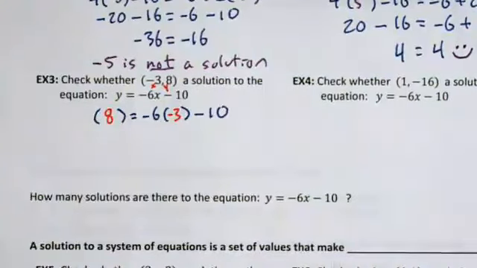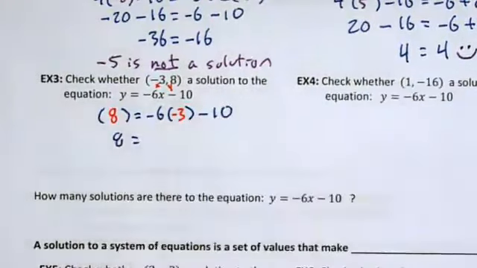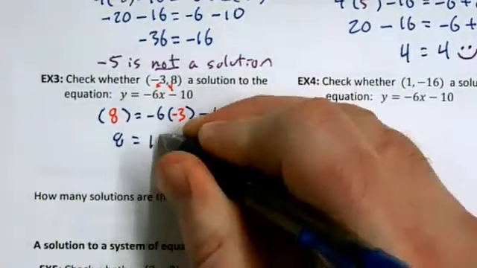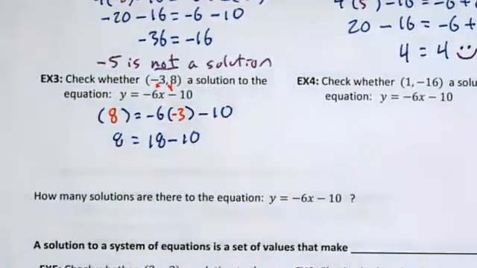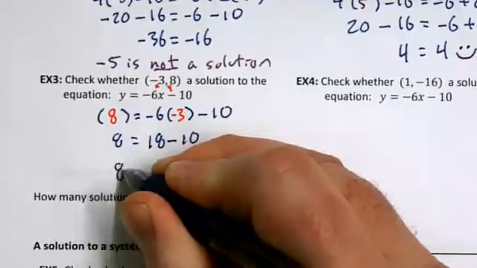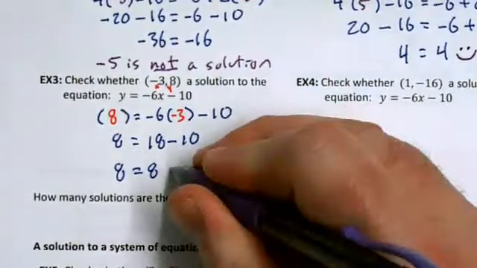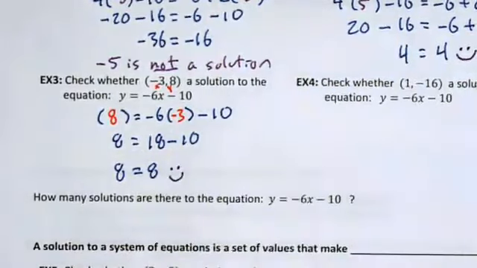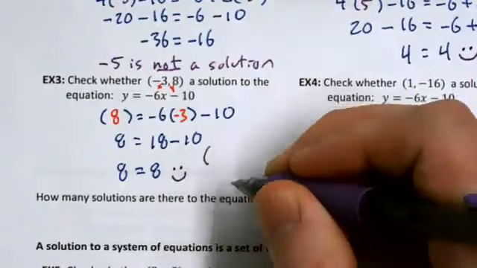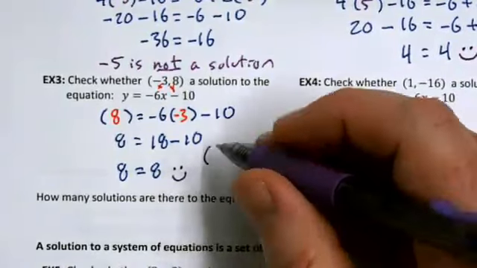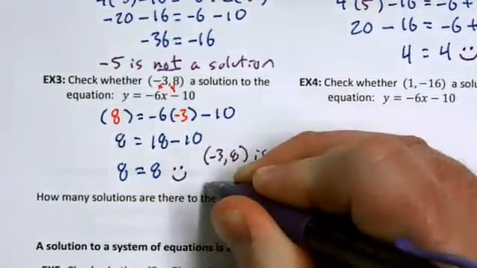And then we'll go ahead and check it. So that's just 8. Negative times a negative is going to give me a positive. So that's 18 minus 10. So 8 equals 8. Hey! That's a true statement. 8 equals 8, which means that -3, 8 is a solution.